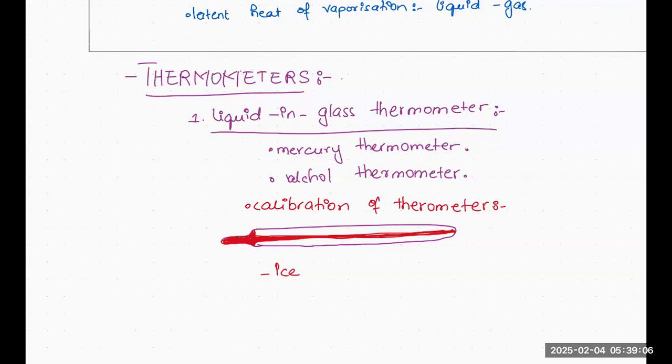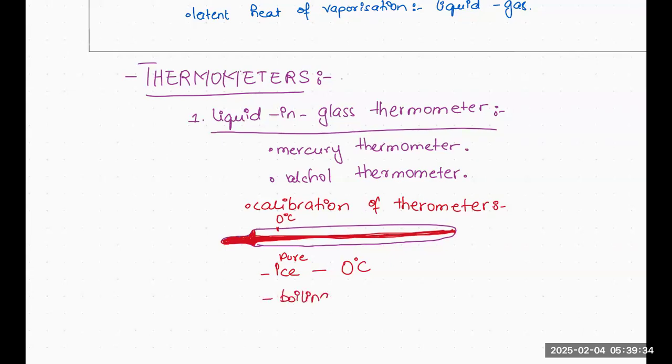When you place the thermometer in ice, you will find out the 0 degree marking. So you mark on your scale that this is where 0 degrees centigrade is. Then you can put it in boiling water. When you put it in boiling water, that will correspond to 100 degrees centigrade.